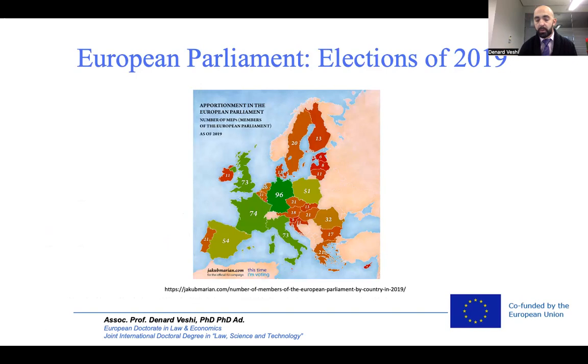That is disproportionately elected, which means that smaller countries are overrepresented. And the maximum number of members that one country can send is 96, and this is the case of Germany, and at least 6 members, which is the case of Malta, Cyprus, Luxembourg, and Estonia.